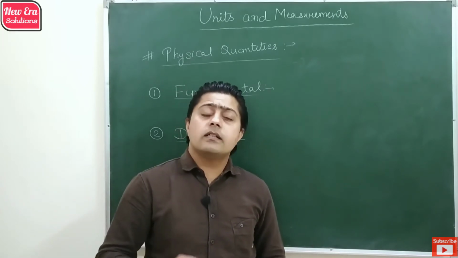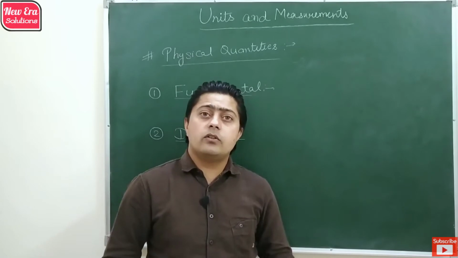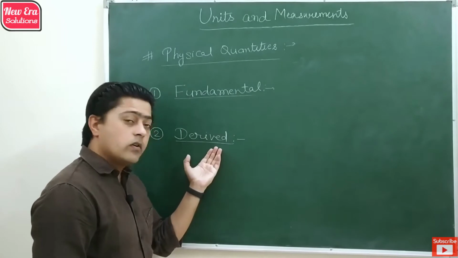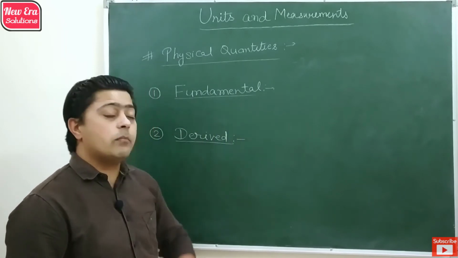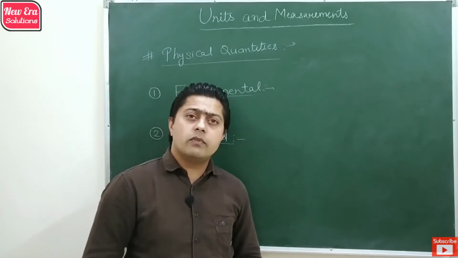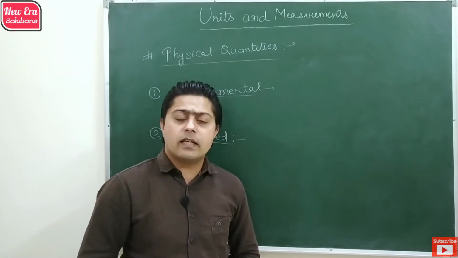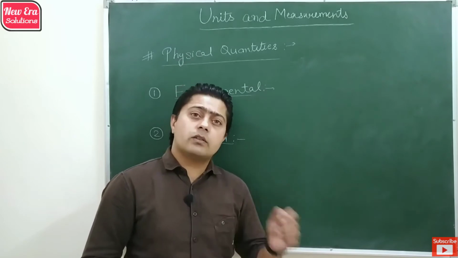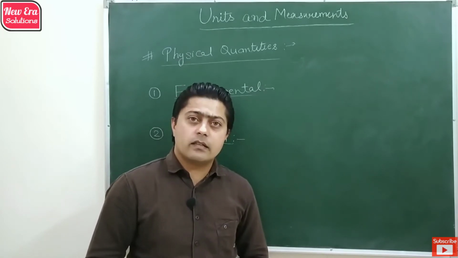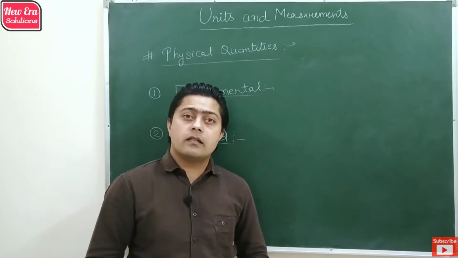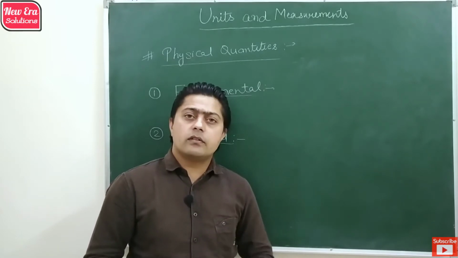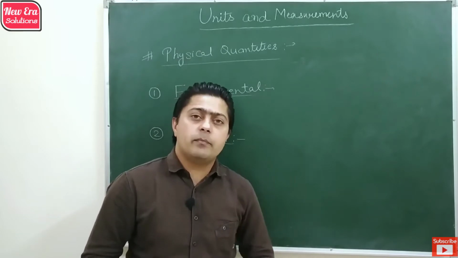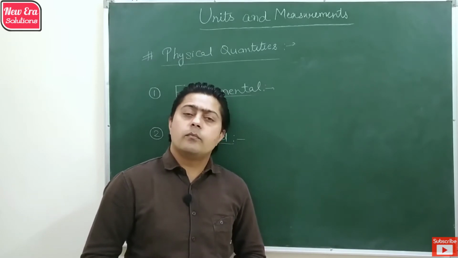Then we categorize these physical quantities into two categories. One is fundamental quantities and the other is derived quantities. Fundamental quantities are those which are considered basic quantities, which are independent and do not depend on other quantities for their existence, like time, distance, mass, temperature, etc. These are quantities which are completely independent in terms of their measurement.